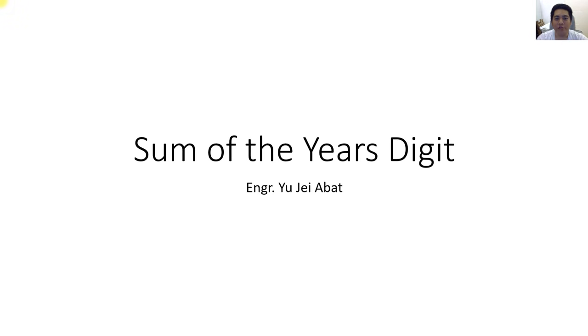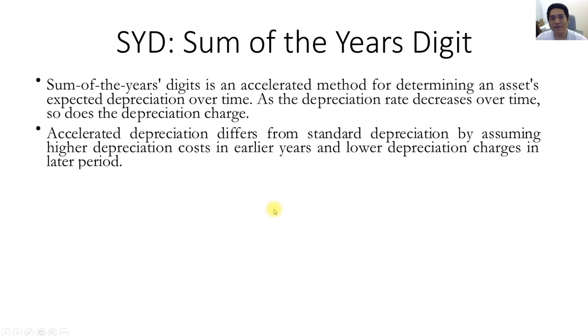Hi guys, so for today we are going to talk about the sum of the year's digit. This is still our continuation of our topic about depreciation in engineering economy. Last time we discussed the straight line method. For today's video, we are going to talk about the sum of the year's digit. So let's get started. What is the sum of the year's digit method of depreciation?